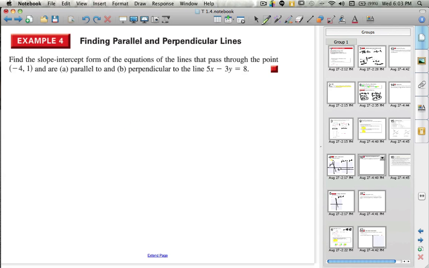So let's take a look at what that looks like. Here they're asking me to find the slope-intercept form of the equations of the lines that pass through the point. There's my point, and are parallel to and perpendicular to this other line, so I'm going to do this 2 times. So the first thing I want to do with this line here is put it into slope-intercept form. So I'm going to add 3y and subtract 8.